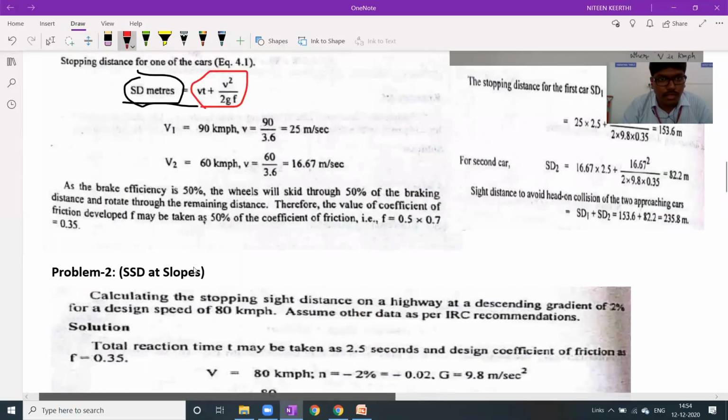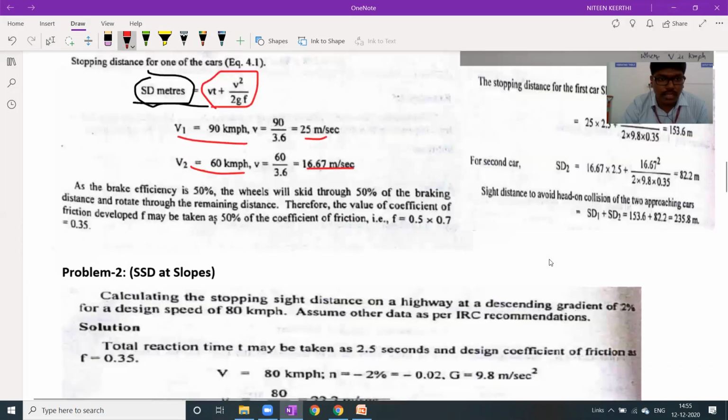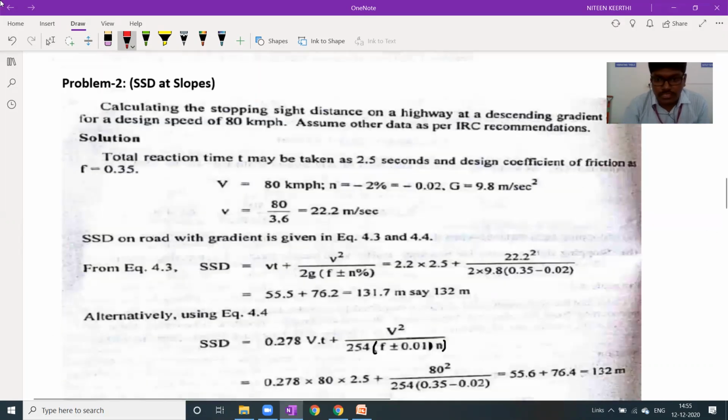Because in this problem, you can see here the design speed for car 1 was given in kmph, and it was converted to meter per second by dividing with 3.6. And this you have all seen in the example. I'll move to the next example without wasting much time. So stopping sight distance at slopes. At slopes, I explained to you.